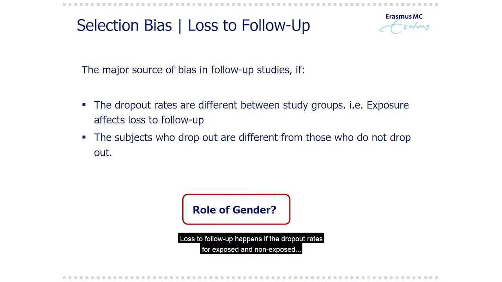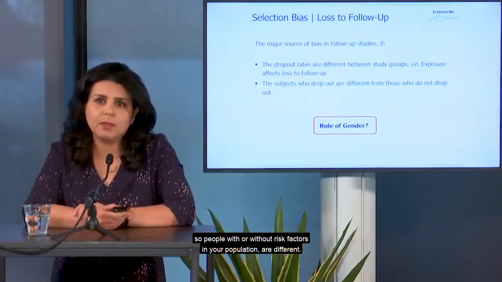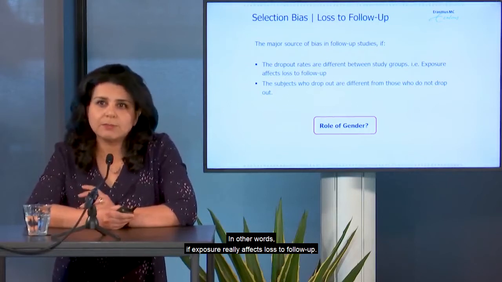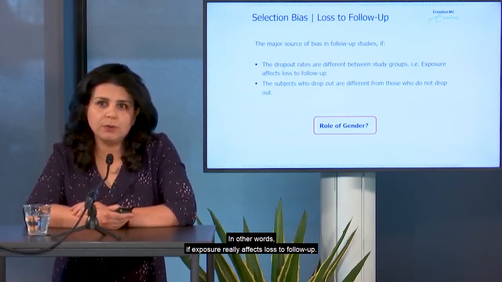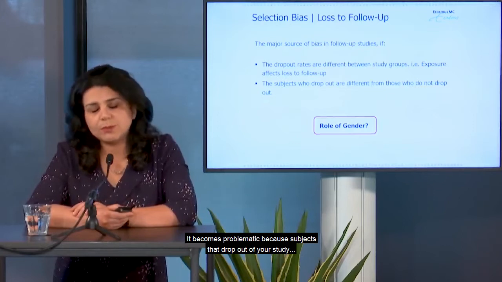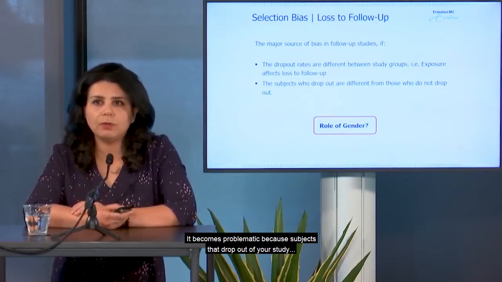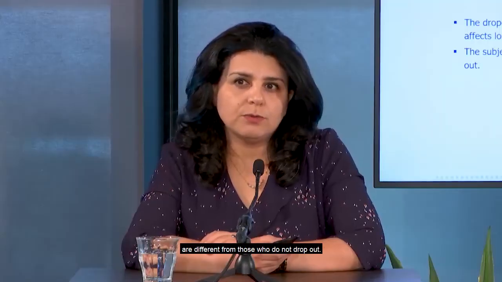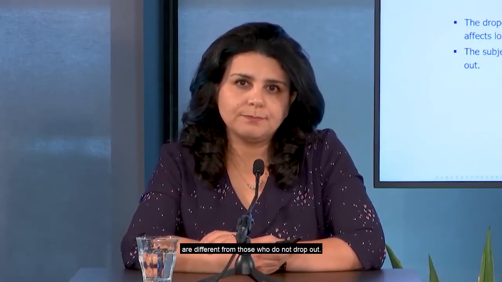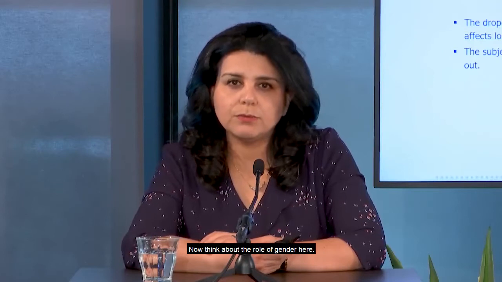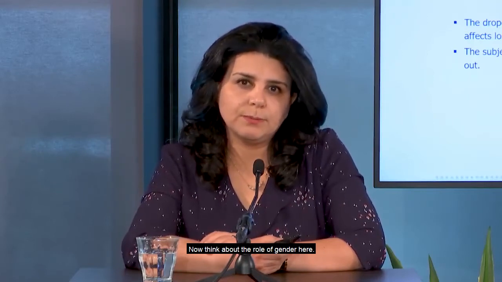Loss to follow-up happens if the dropout rates for exposed and non-exposed, so people with or without risk factors in your population, are different. In other words, we say if exposure really affects loss to follow-up. It becomes problematic because subjects that drop out of your study during follow-up are different from those who do not drop out.